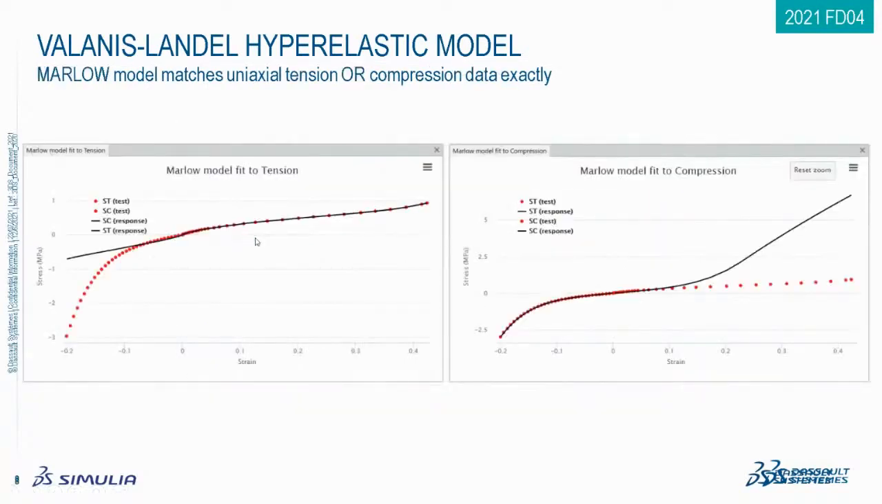By way of comparison with the Marlowe model, you can see it can represent the test data in either tension or compression, but not both. So it's very convenient if you want to exactly represent your test data without going through a complicated curve fit.